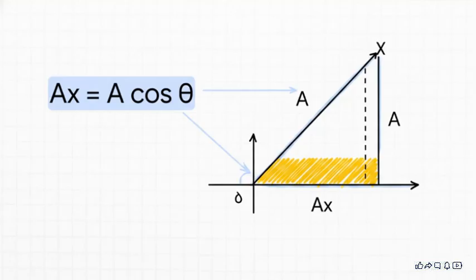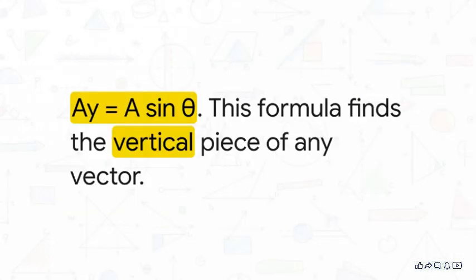All right, so to find the horizontal piece, the x component, the formula is super simple. You just take the total length of the vector, we call that its magnitude A, and you multiply it by the cosine of its angle theta. That's it. That gives you the east-west part of your journey, exactly. And for the vertical piece, the y component, you guessed it, it's pretty much the same deal. You take that same magnitude A, but this time you multiply it by the sine of the angle, and that gives you the north-south part.